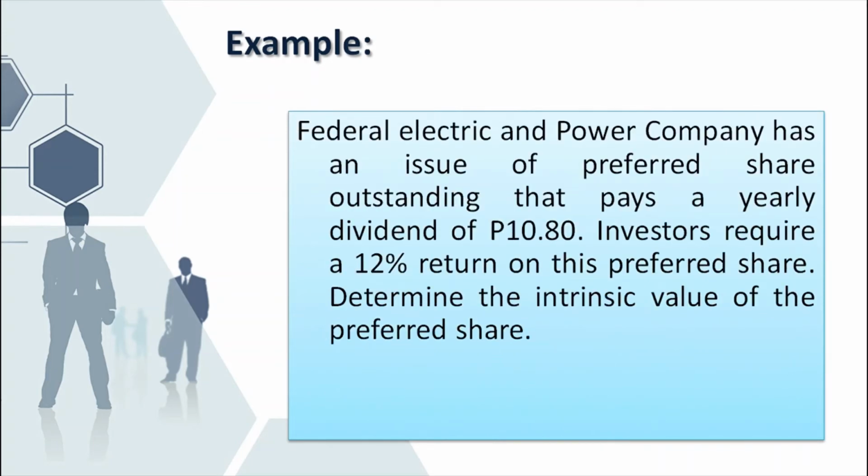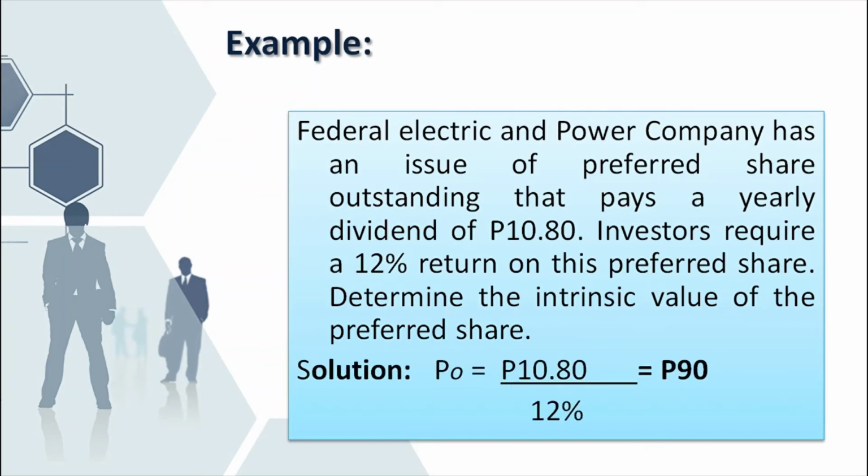Federal Electric and Power Company has an issue of preferred share outstanding that pays a yearly dividend of 10.80 pesos. Investors require a 12% return on its preferred share. Determine the intrinsic value of the preferred share. So here is the solution. Preferred share is equals to 10.80 pesos divided by 12%. So we get the intrinsic value of the preferred share, which is equals to 90 pesos.